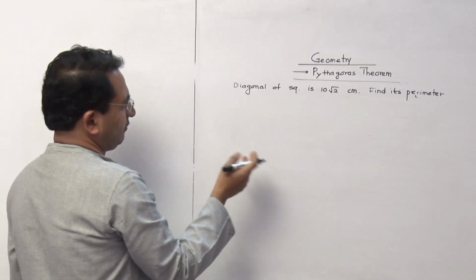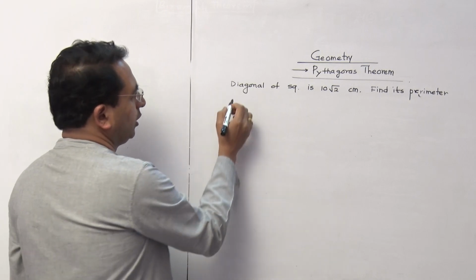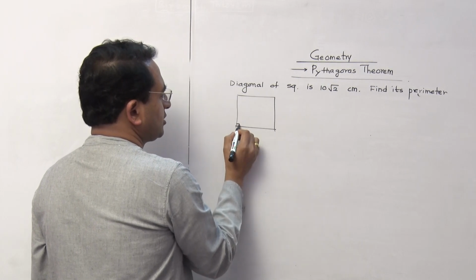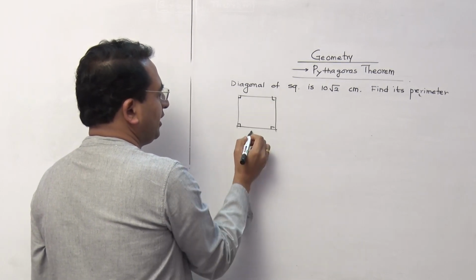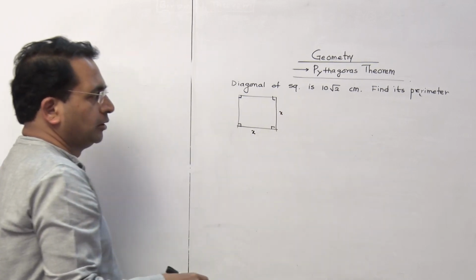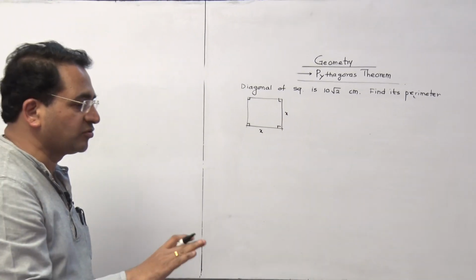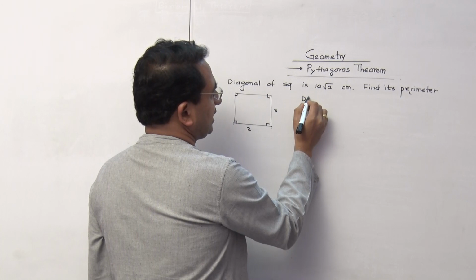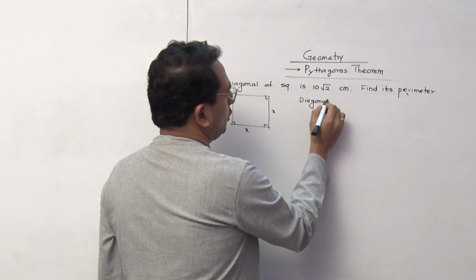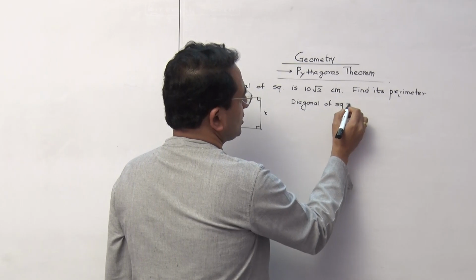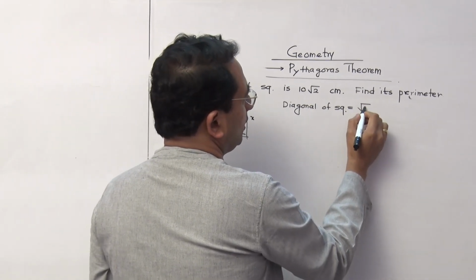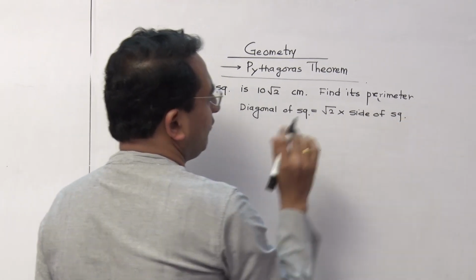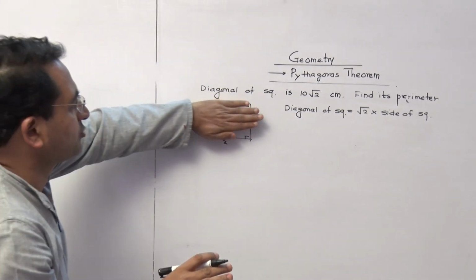Now what the students are doing, in fact this is the same thing they have given in the textbook. They have drawn a diagram first. Then they have named it ABCD, then they have considered this as X and so on. But in fact, this part is not expected in the exam. We have to write a direct formula. That formula is like this. Diagonal of a square is nothing but root 2 multiplied by side of square. This is a very simple formula we have to use directly, no diagram expected.